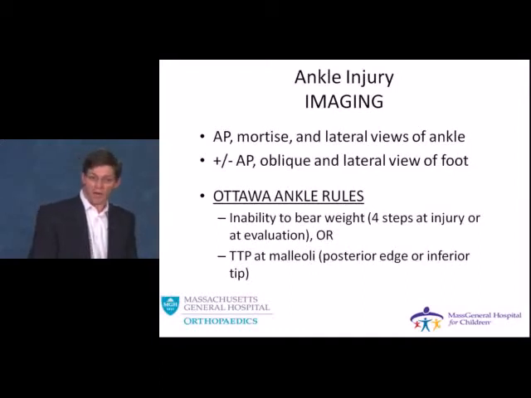There are Ottawa ankle rules which have been applied to pediatrics. However, their validity has primarily been established in the adult population. But the inability to bear weight, 4 steps, at the time of injury or at the time of evaluation, or simple tenderness to palpation at the malleoli should warrant ankle imaging.